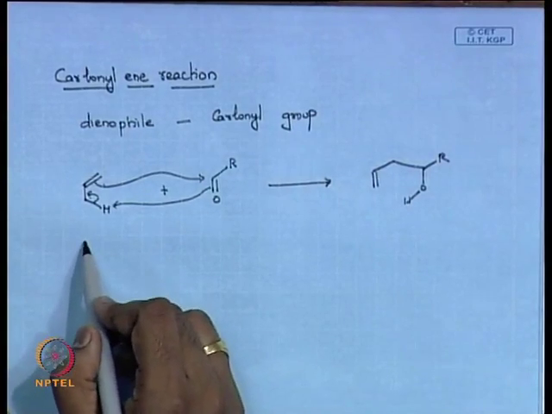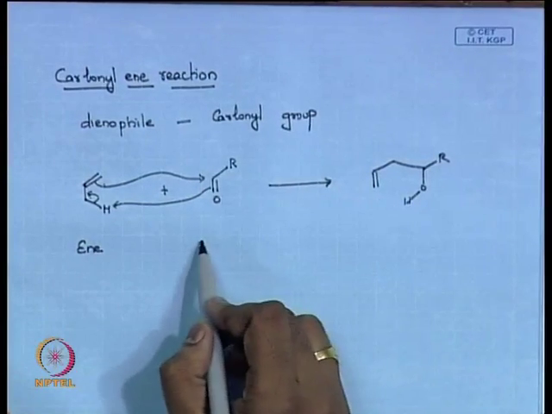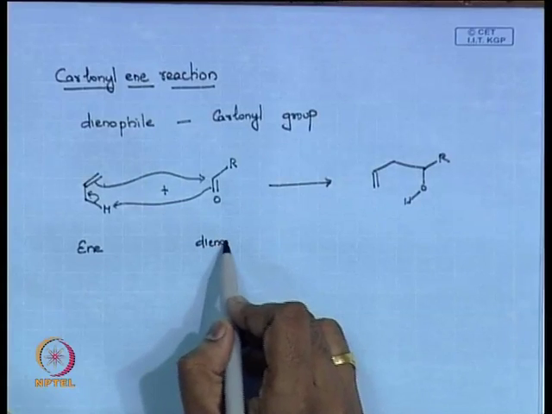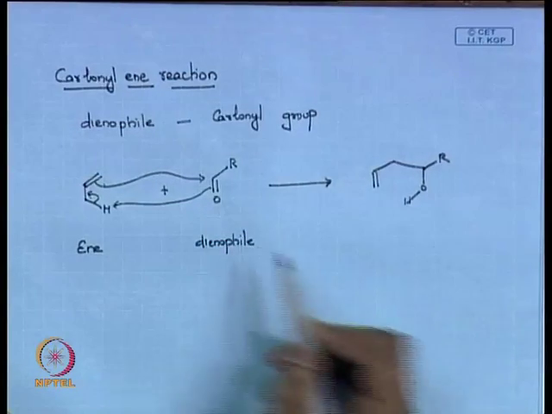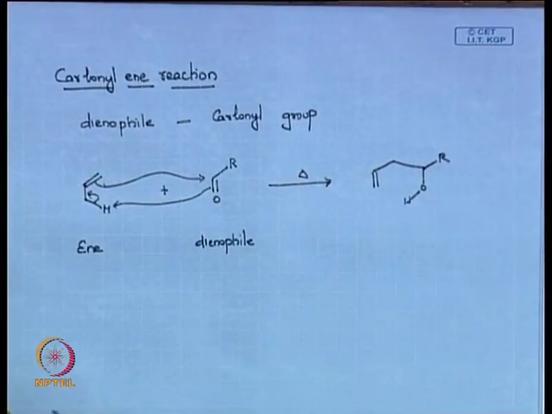So, this is your ene you are talking about, and this is your dienophile you are talking about. So, on reacting you get your product. This is your carbonyl. People call it carbonyl ene reaction, where your dienophile is the carbonyl functionality.